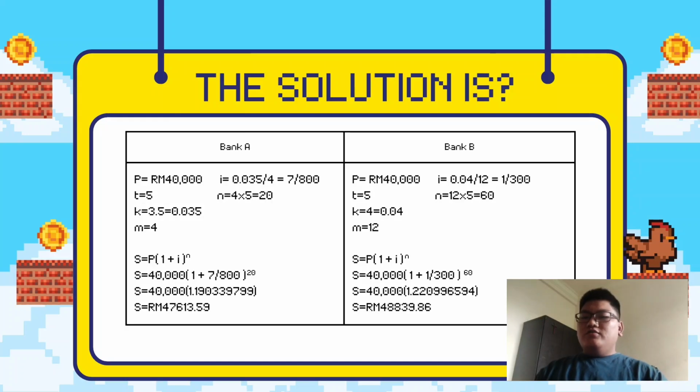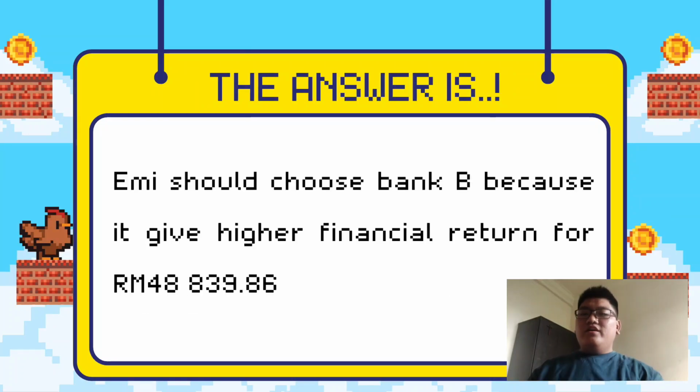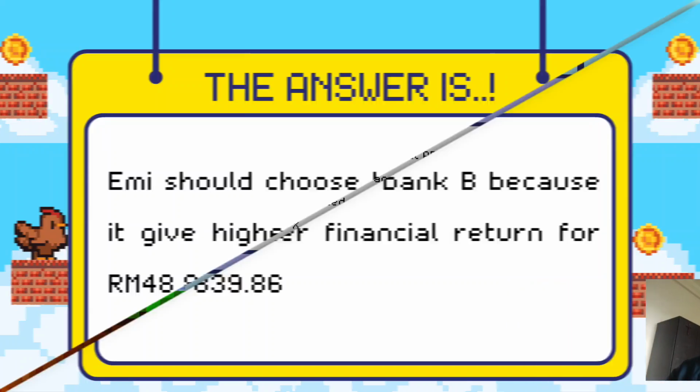So S equals 40,000 bracket 1 plus 1 over 300 close bracket to the power of 60. S equals 40,000 bracket 1.220996594 close bracket. S equals 48,839 ringgit and 86 cents. Okay, the answer is Ernie should choose Bank B because it gives a higher financial return of 48,839 ringgit and 86 cents.